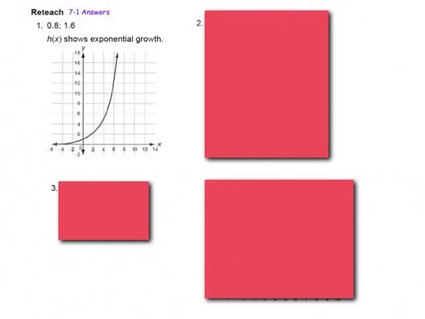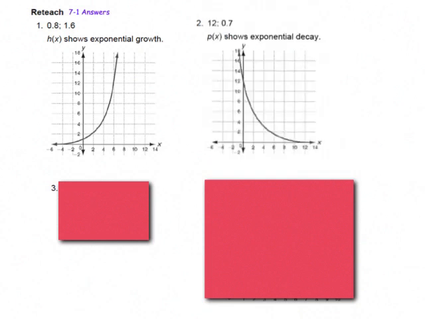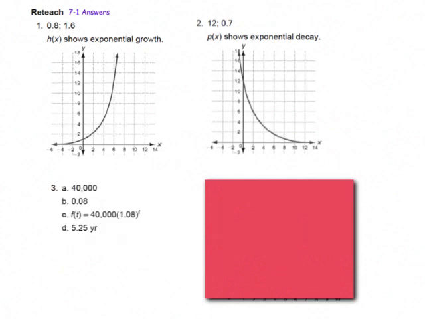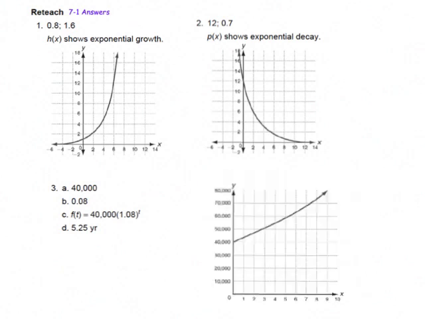All right, the first answer, there it is. There's your first blank, second blank, and your graph. All right, number 2 should look like this. Okay, how'd you do? Did you get it right? If not, go back and look at it again. Okay, here's your number 3. There's A, B, C, and D. And then your graph is right here.